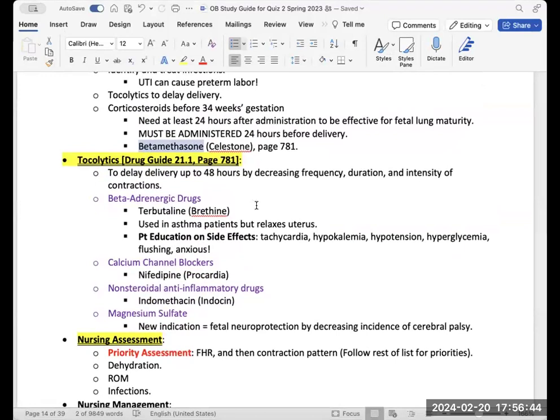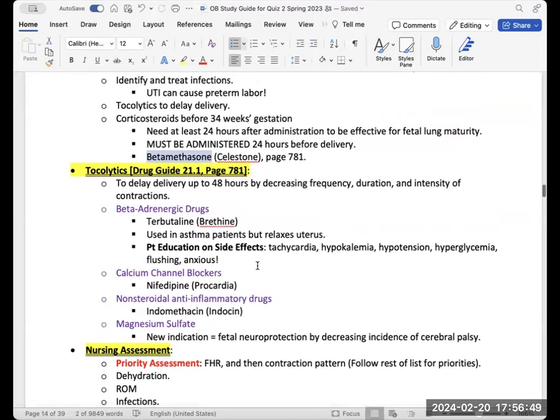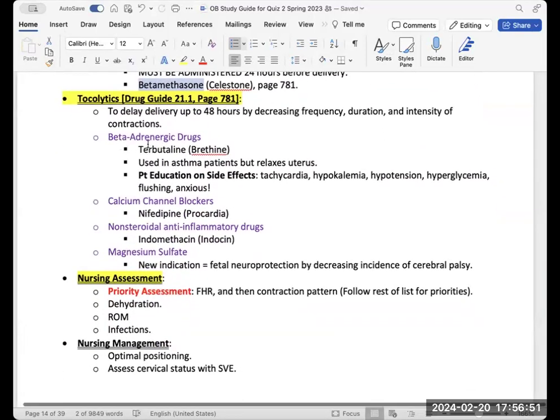So, tocolytics, like I said, are one of the managements that we could use to help delay preterm labor up to 48 hours. So not beta blockers, but beta adrenergic drugs like terbutaline, calcium channel blockers like nifedipine, non-steroidal anti-inflammatory drugs like indomethacin, and magnesium sulfate. And that's because it's used for fetal neural protection. So it helps protect the neurological status of the baby by decreasing the incidence of cerebral palsy. That's one of the reasons why we give it as well.